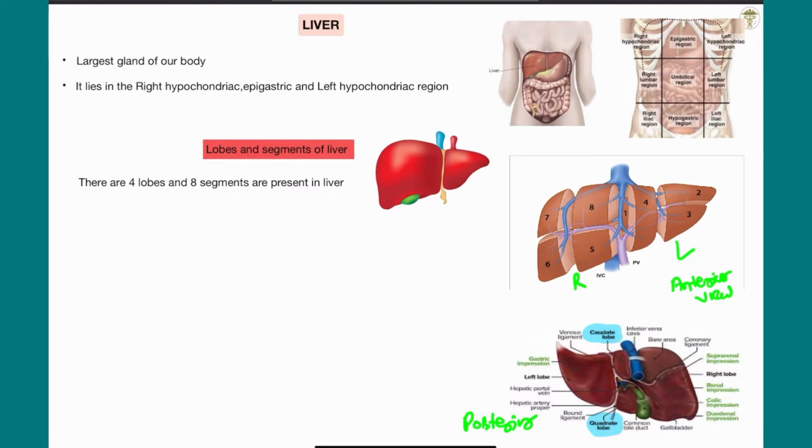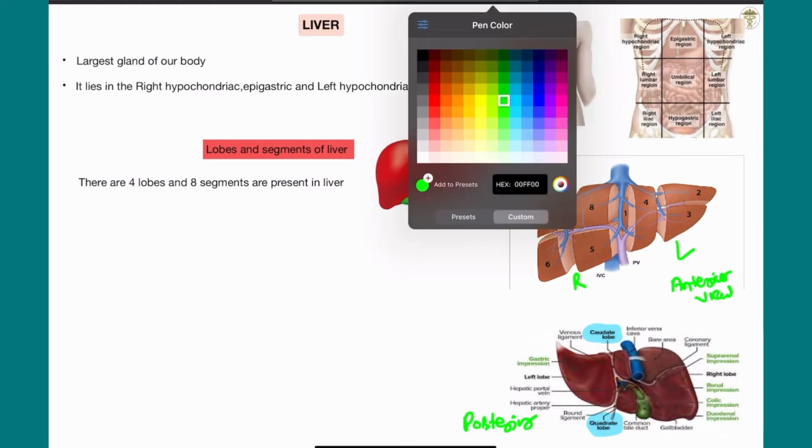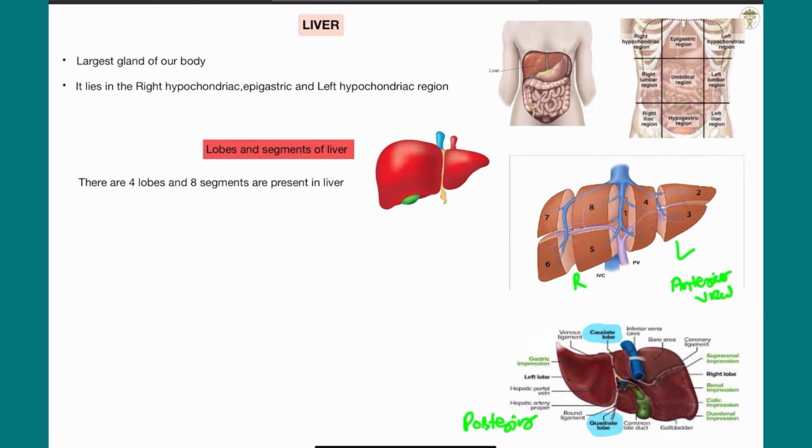So now I will explain how these lobes form. First of all, I will make a diagram so you will understand it very easily. I will make a liver diagram. I will choose another color. Here I will make the liver. This is the liver.